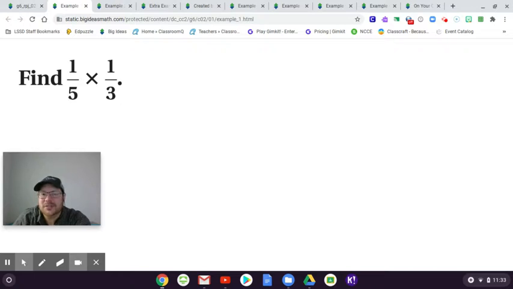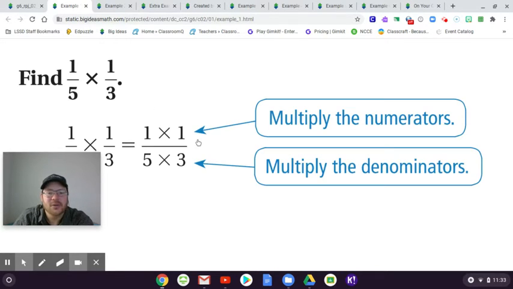All right, so when you multiply fractions, you're doing 1/5 times 1/3. It's super easy. You just multiply straight across. So this numerator is 1. This numerator is 1. You multiply the numerators. 1 times 1, that's 1. And you multiply the denominators. 5 times 3, 15. Your answer is 1/15, 1 over 15. That's it. Multiplying's easy. Nice.